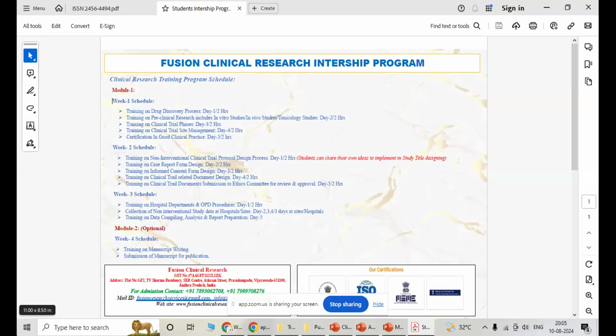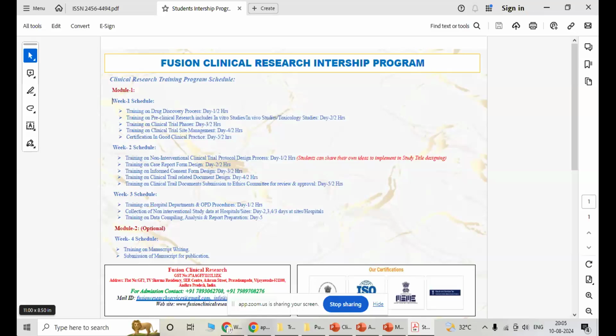So all the primary information related to trial sites we will provide within 2 hours on day 4. And we will give you a good clinical practice certification on day 5, 2 hours. This is all about the week 1 schedule.